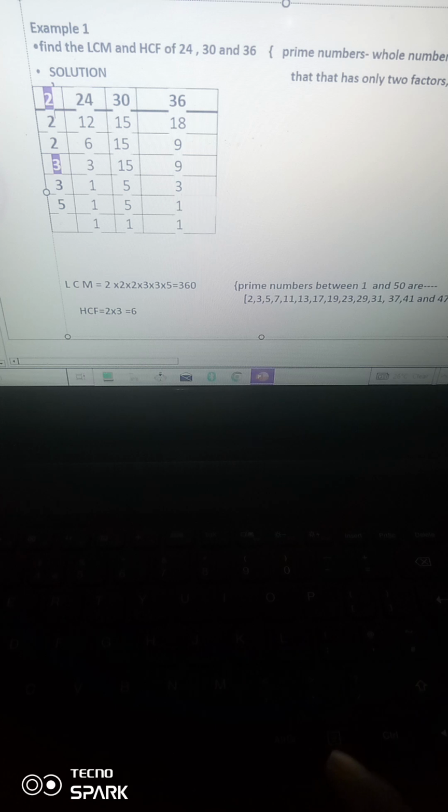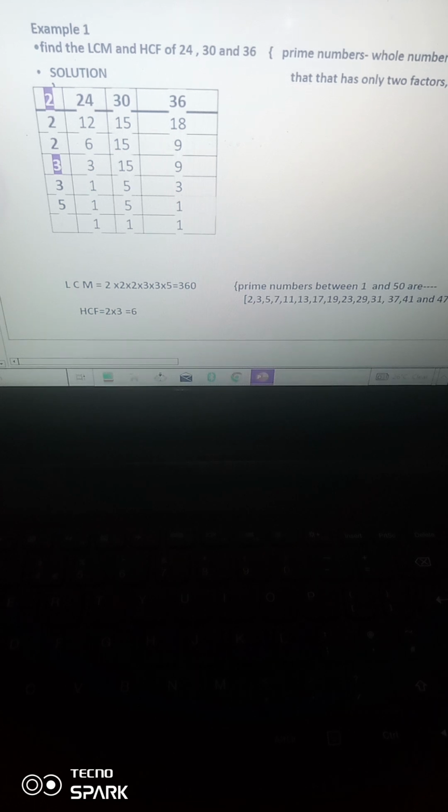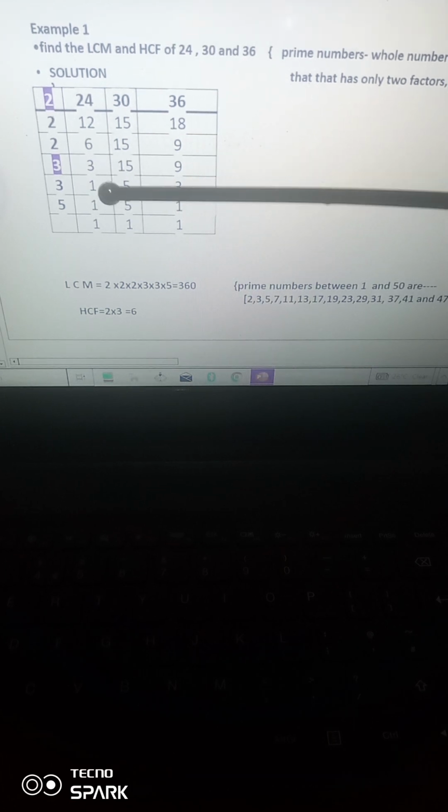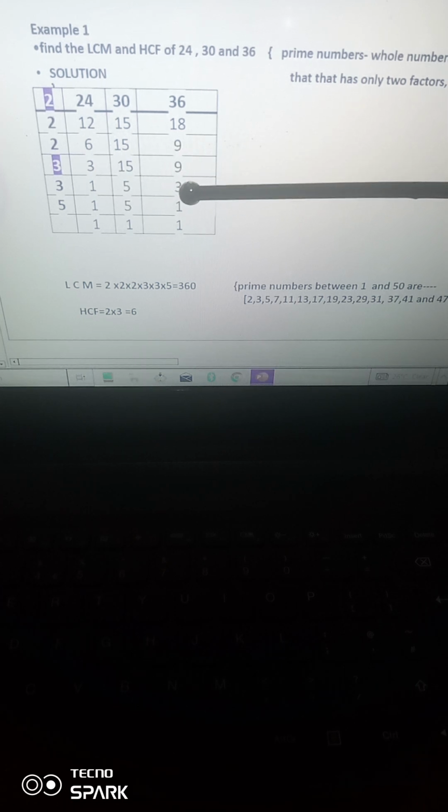Should I ask a question? Okay, let me ask a question. Why did we pick 2 and 3 as the highest common factor? As the common factor? Yes, you are correct. We picked 2 as the common factor in the first place because 2 has been able to divide 24 exactly without remainder, 30 exactly without remainder, and 36 exactly without remainder. And we picked the first 3 because 3 has been able to divide 3 exactly without a remainder, divide 15 exactly without a remainder, and divide 9 without a remainder.